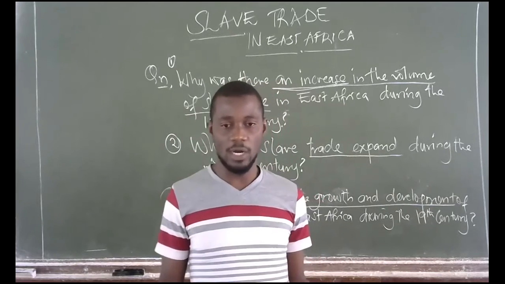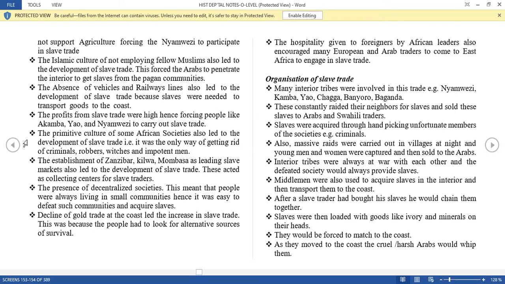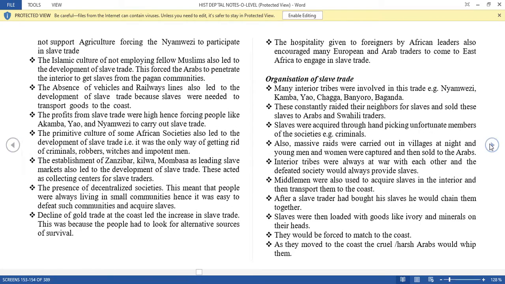What do we look at now? We look at the intertribal conflicts, the interstate and the intertribal conflicts. How are these conflicts helpful to the people? They are helpful because the moment you fight, there are things we get, which we call the remains of the war. What remains from the war, that is what we take.